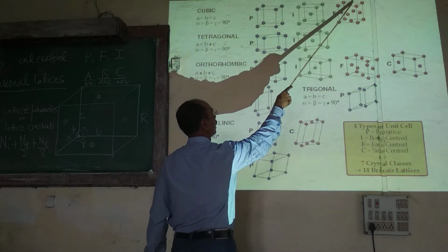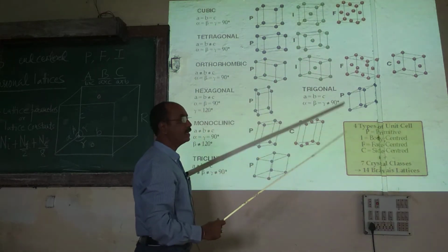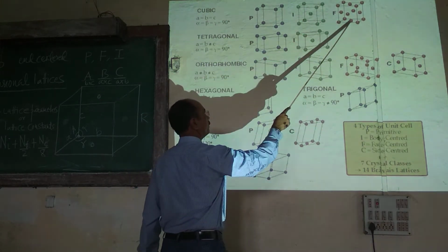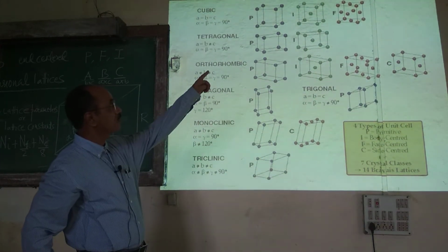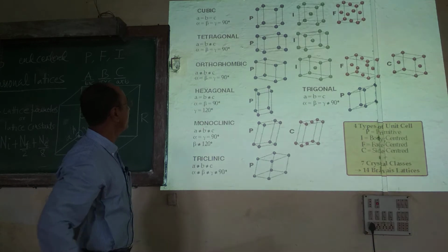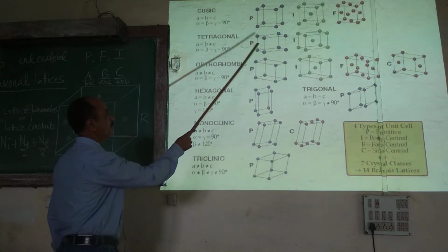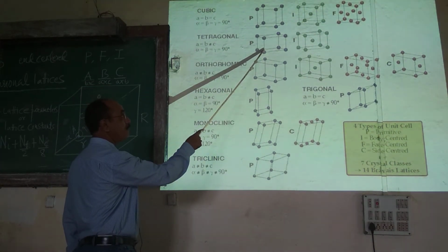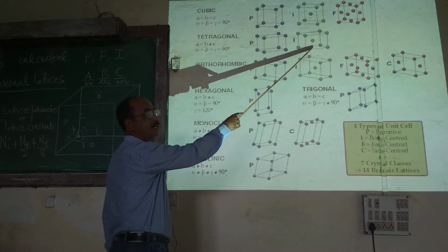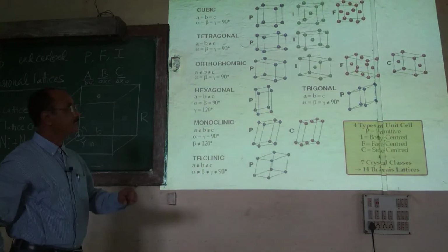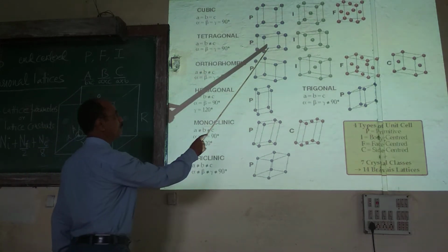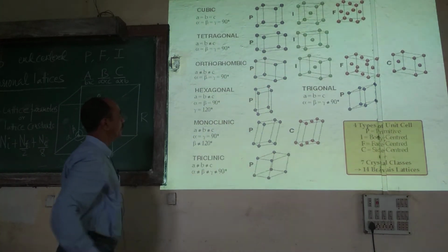There are lattice points at the corners as well as at the center of each face. So it is called the face center. Similarly, tetragonal: primitive or simple tetragonal, and body centered tetragonal, isn't it? So tetragonal crystal system has two Bravais lattices: simple tetragonal and body centered tetragonal.